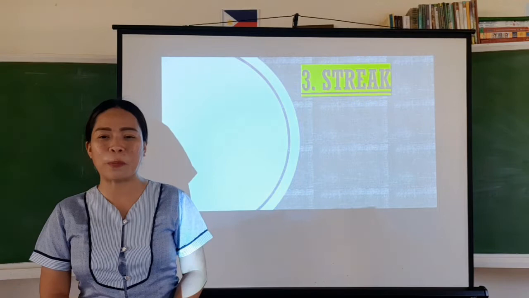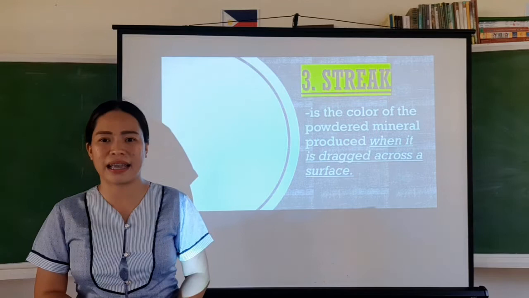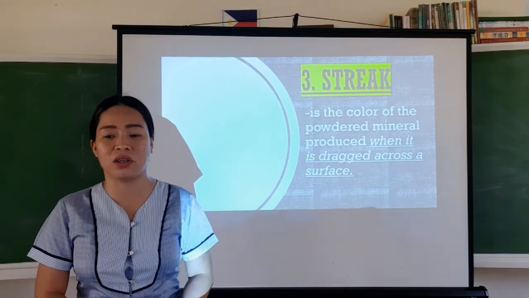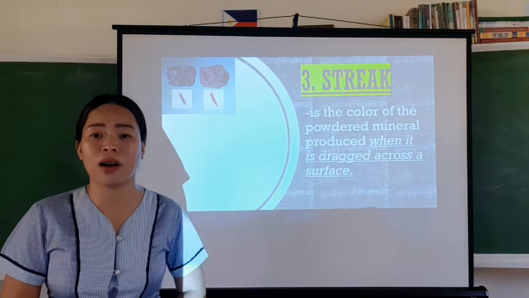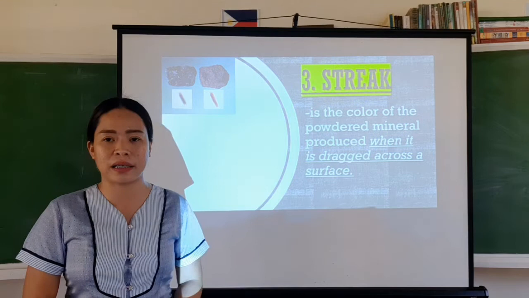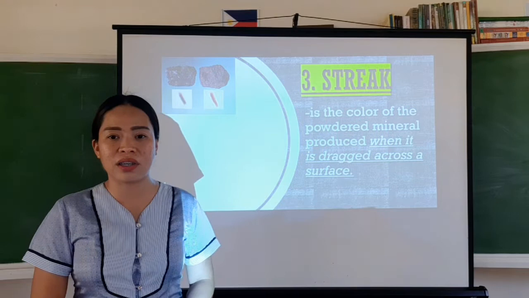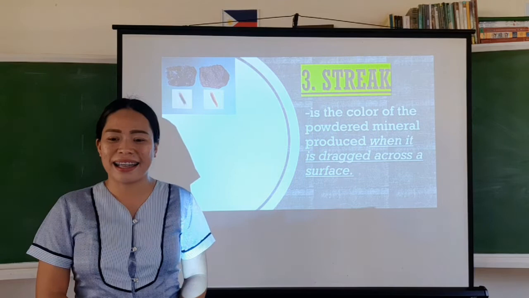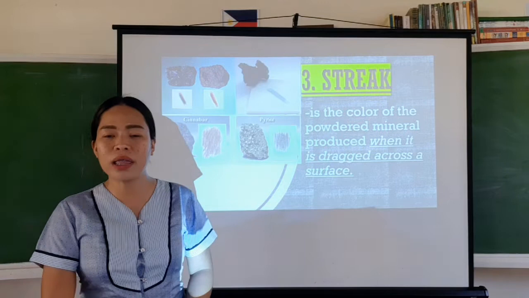Okay, what is streak? Streak is the color of the powdered mineral produced when it is dragged across the surface. Okay, streak is different from color. Take note, streak is produced when it is dragged across the surface. The rock or mineral may appear color black, but when you scratch it or drag it across the surface, the streak may be color brown. Okay, so these are some of the examples of rocks and minerals with their streak color.